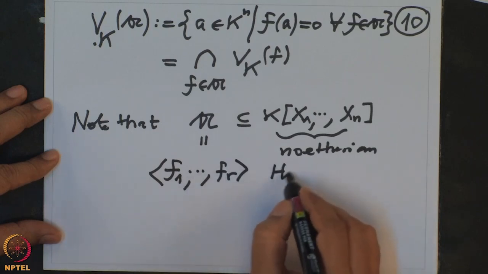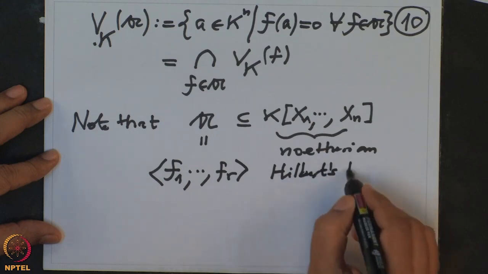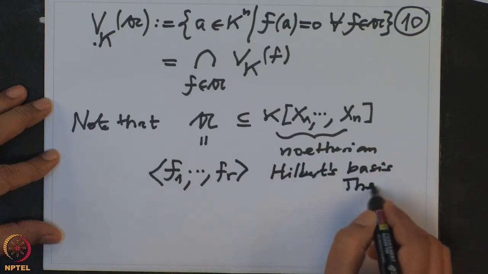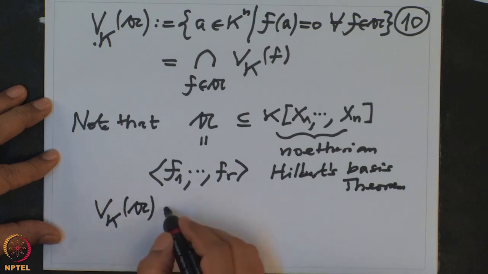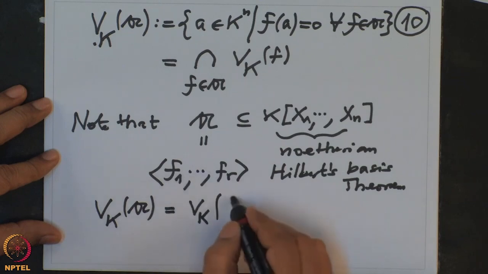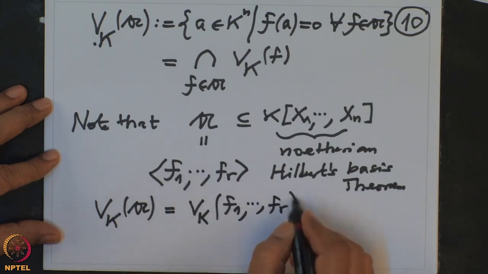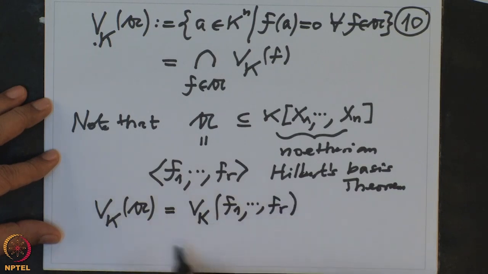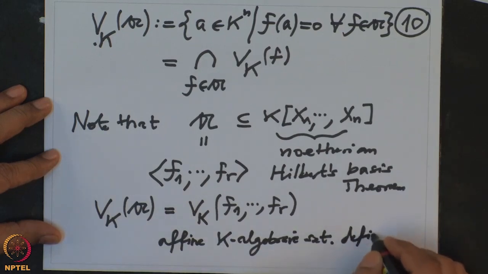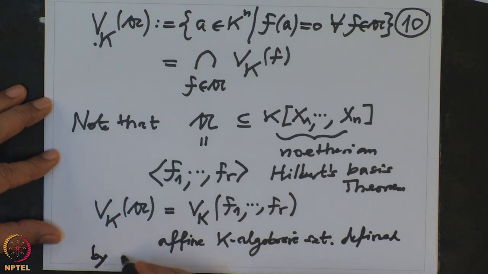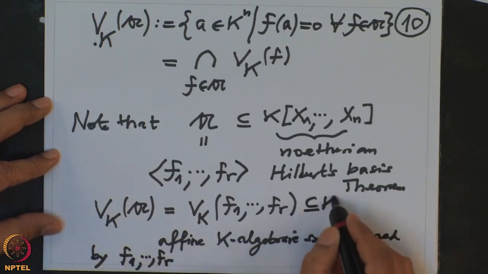This was precisely proved by Hilbert, and it is known as Hilbert's basis theorem. Therefore, when you want to study this set Vk of A, it is enough to study Vk of these generators. This is finitely many. So this is a common zero set of finitely many polynomials. This is also called an affine k-algebraic set defined by F1 to FR. This is a subset of k power n.